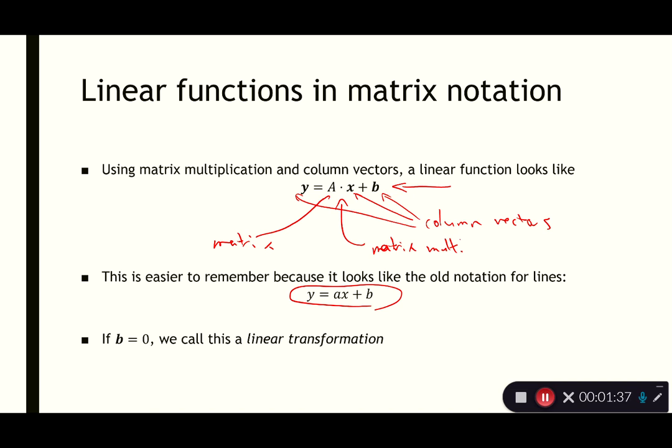So it looks deceptive, it looks like it's just a linear function, but it's just a clean way of writing a linear function of several variables. And if b is equal to 0, if there's no constant vector, this has a special name. It's called a linear transformation.